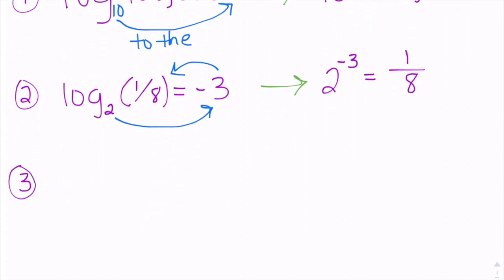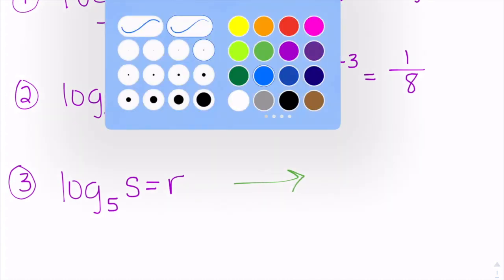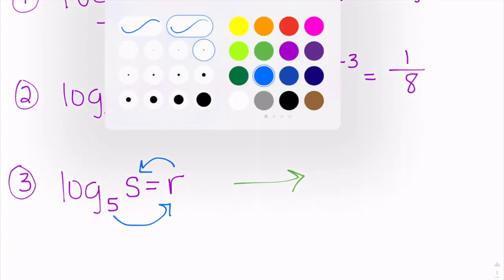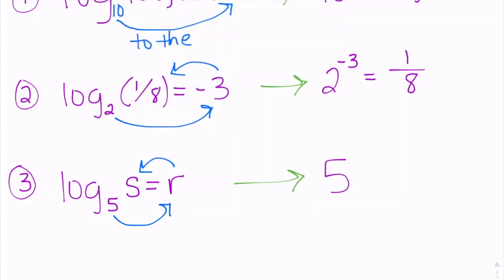Example 3, log base 5 of s equals r, and we're going to convert this into exponential form. So 5 to the r power equals s.